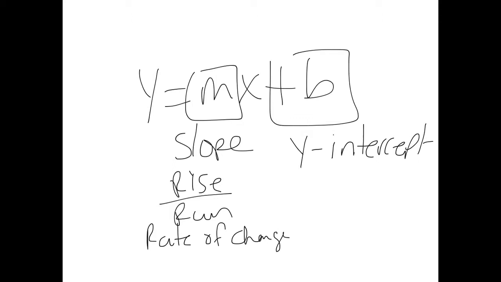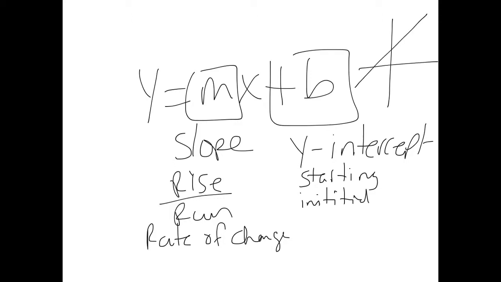And y-intercept is our starting point or initial value. It's where we begin our graph. A y-intercept is where a slanted line crosses the y-axis. This is the y-axis. And our slope is how much we rise and run. We always start on the left dot, we count to the right dot.